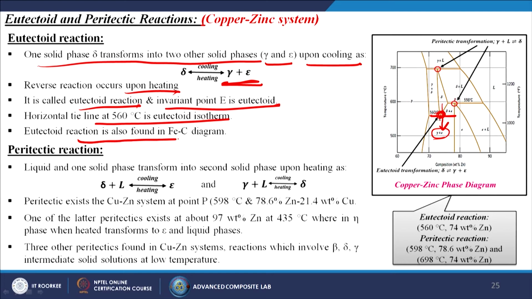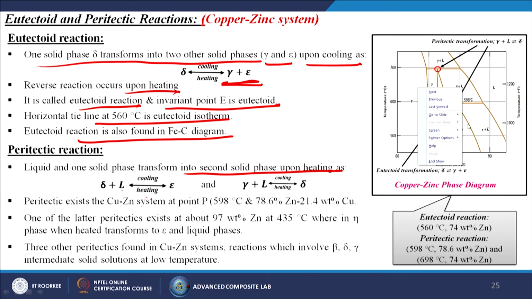The eutectoid reaction is also found in iron-carbon diagrams. When you talk about peritectic reactions, liquid and one solid phase transform into a second solid phase upon heating, as delta plus L changes into epsilon. If you see this particular point, the delta plus L region is changing to epsilon. From here to here, gamma plus L is changing into delta.